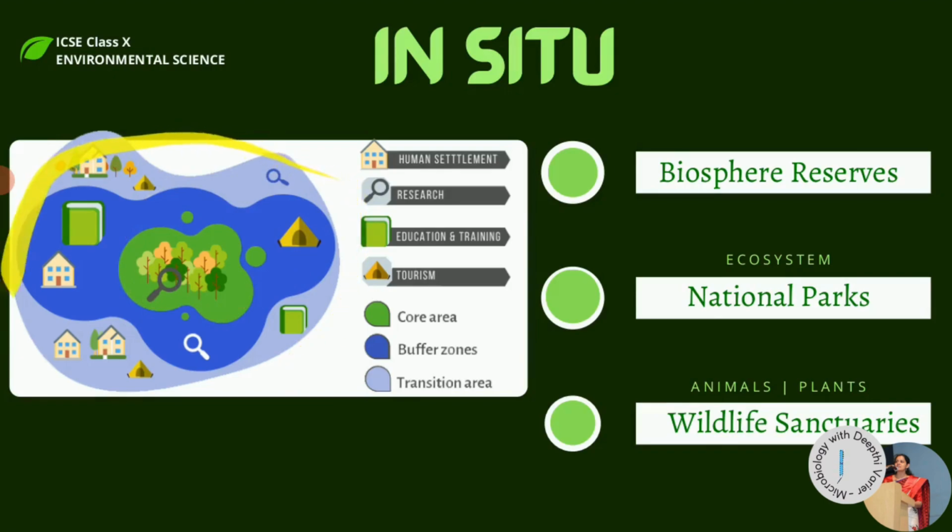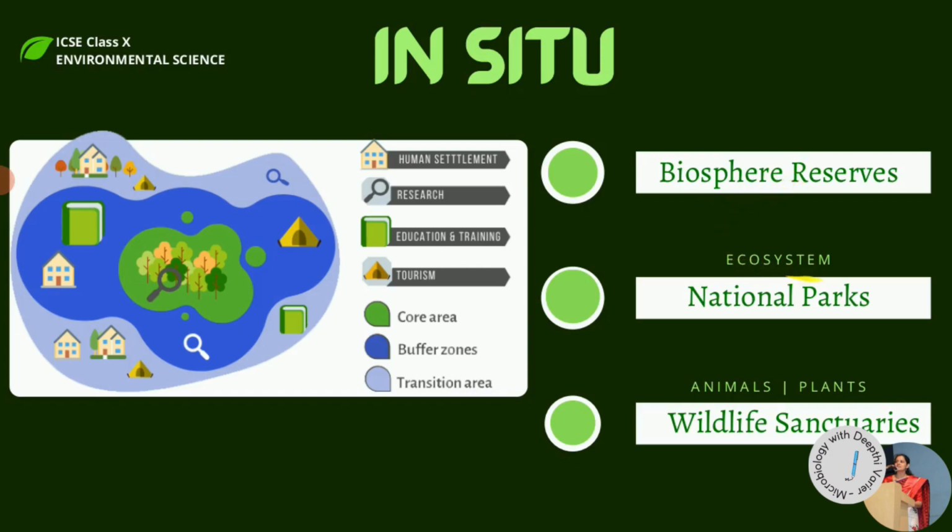The last region, the outermost zone, is called a transition zone. Transition zone allows limited human settlements. Crops are also allowed to be grown over here. So that area is called the transition zone. These are the 3 different zones of a biosphere reserve.